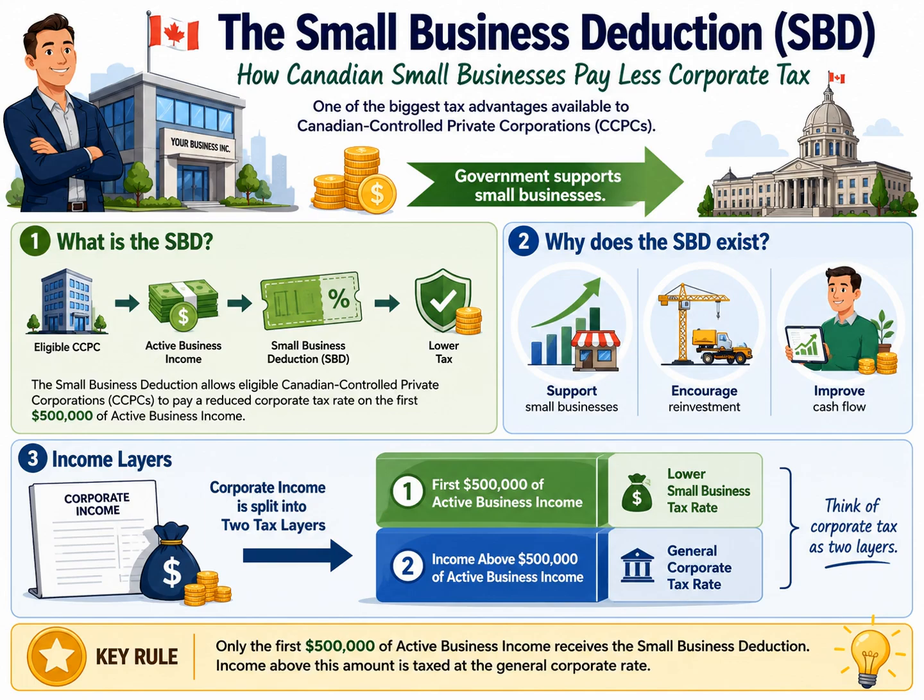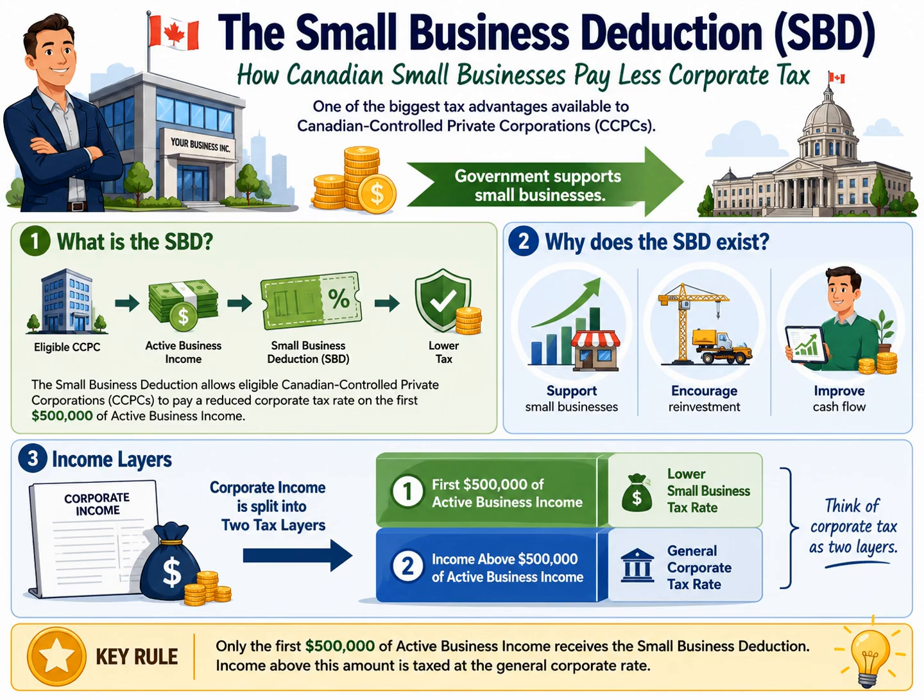The concept is actually very simple. A corporation first earns active business income. The first $500,000 of that income qualifies for the small business deduction and is taxed at the lower small business tax rate. Once the corporation earns more than $500,000 of active business income, any additional income no longer qualifies for the deduction and is taxed at the general corporate tax rate.